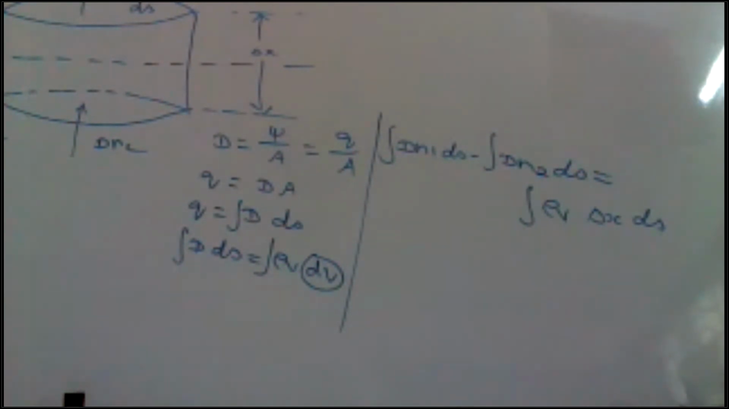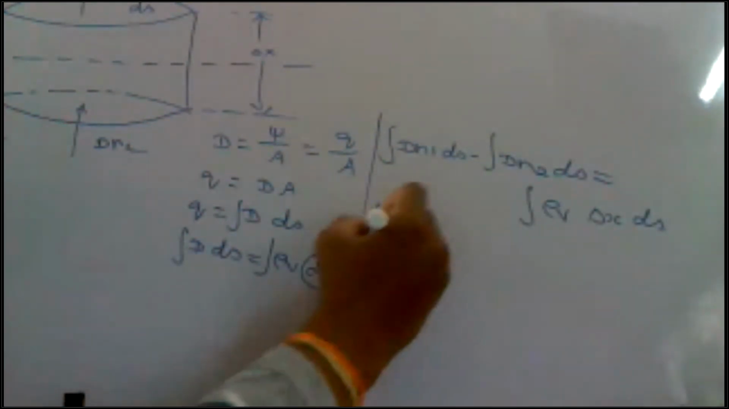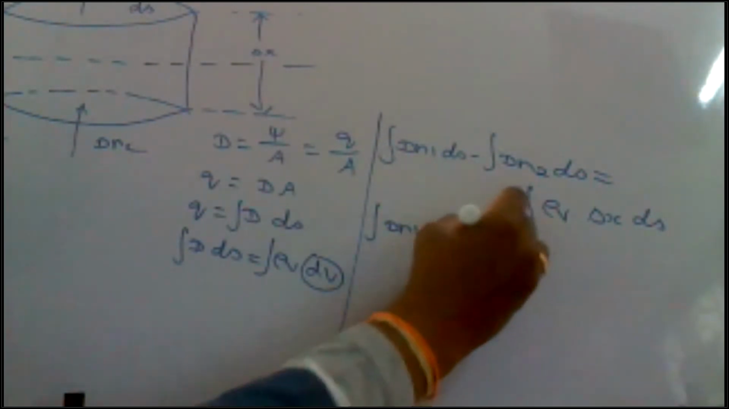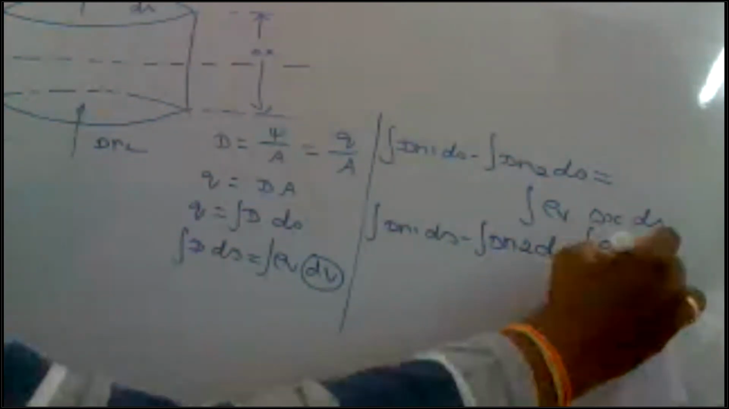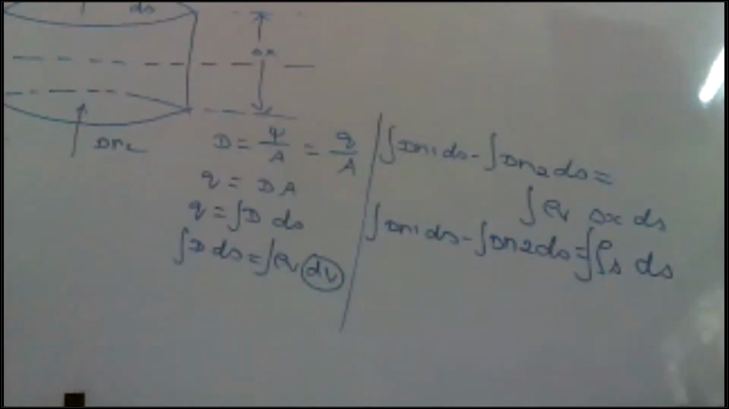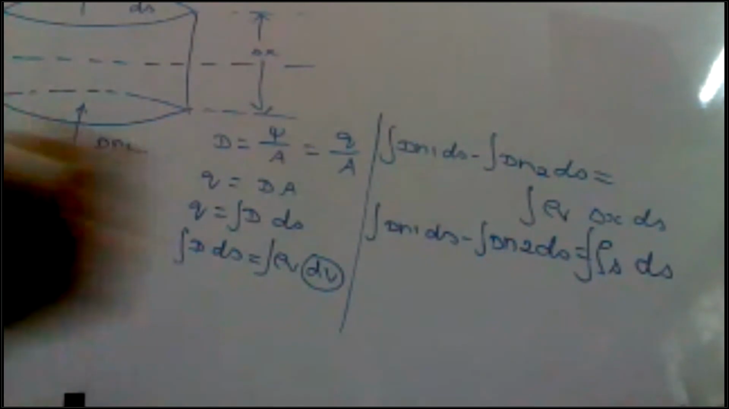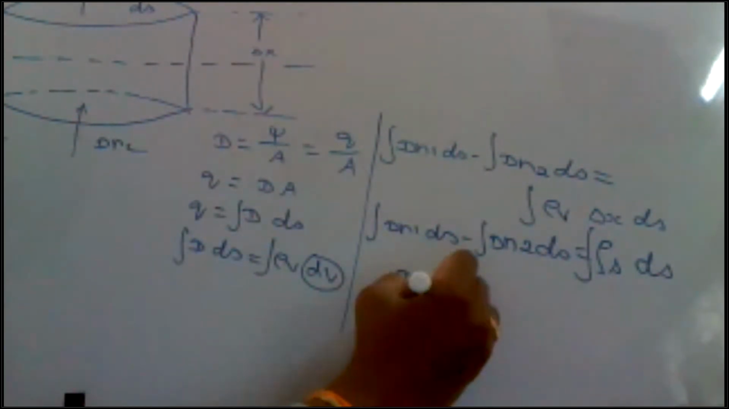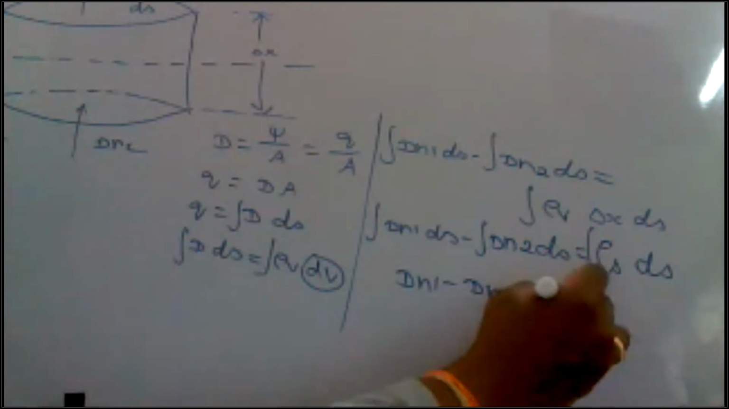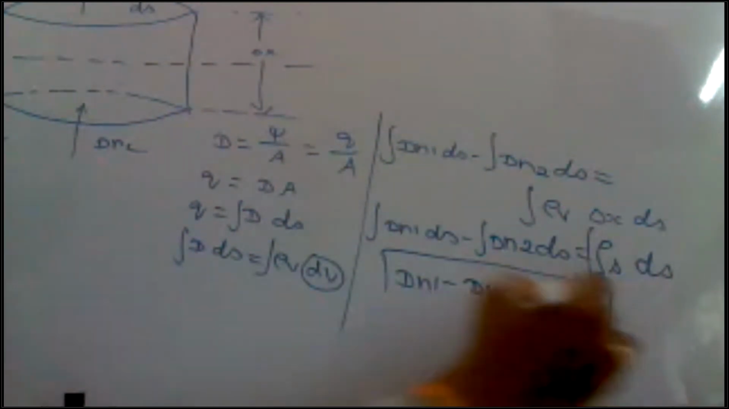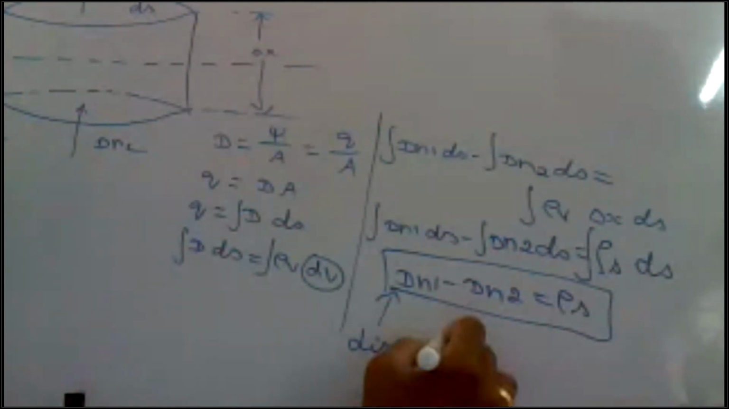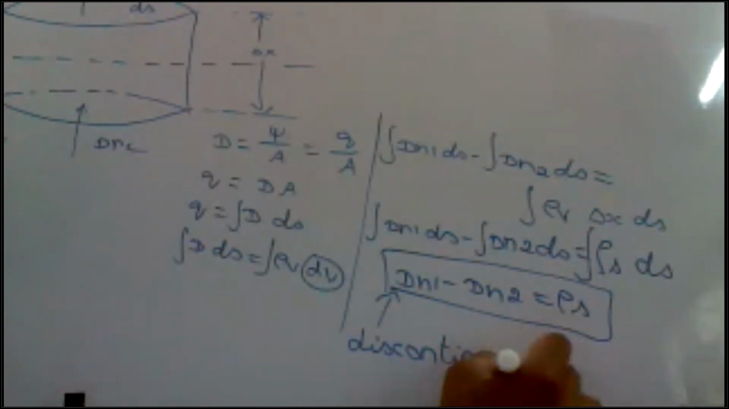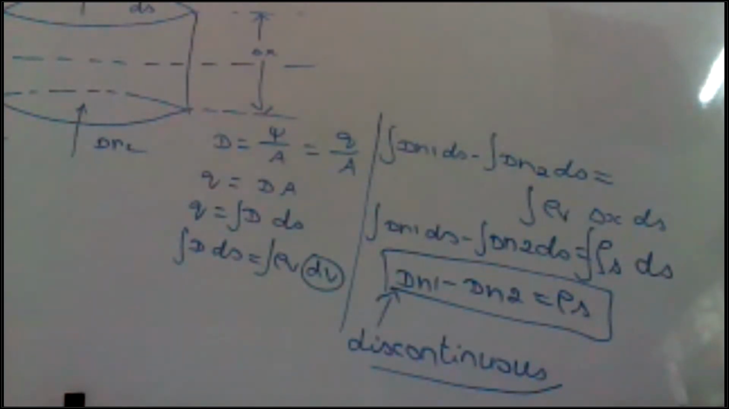Right. Now if I multiply rho v with a particular value, what will happen? It will become rho s. Correct? Now if you take the integration and subtract, what do you get? dn1 minus dn2 is equal to rho s, which is the answer. So this tells you that the two values are not equal. Then what does it mean? It is said to be discontinuous. So this is the second half of the second statement.